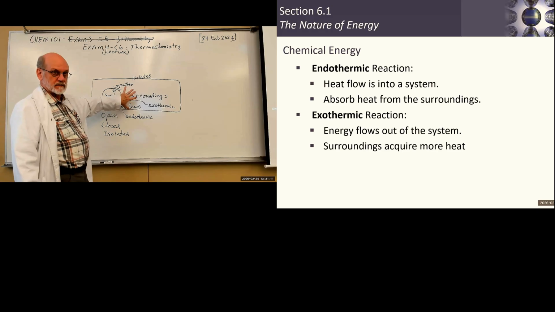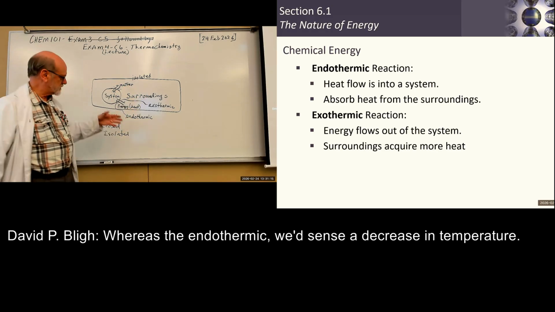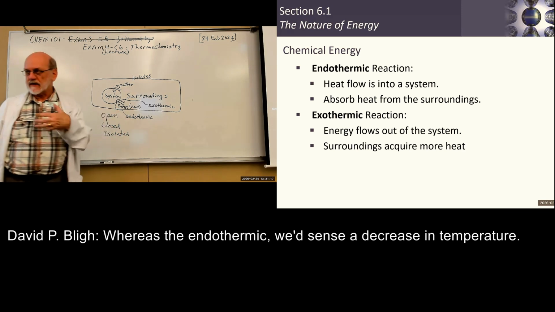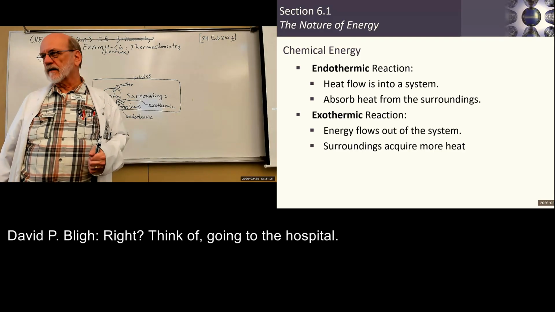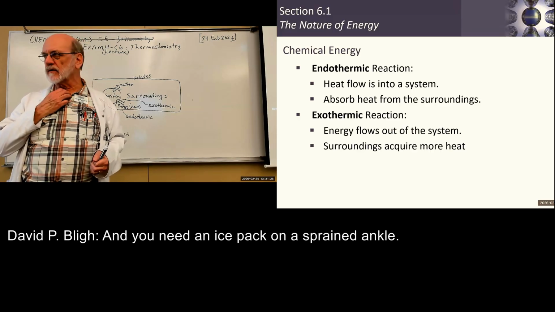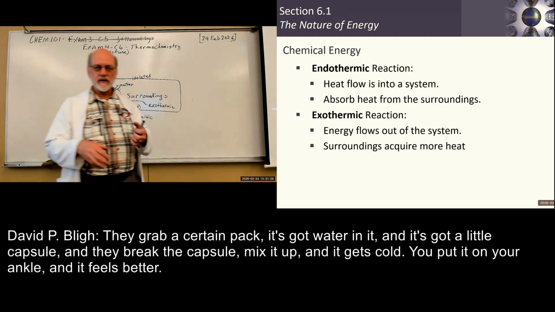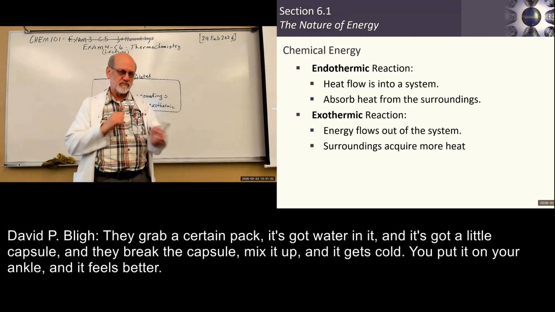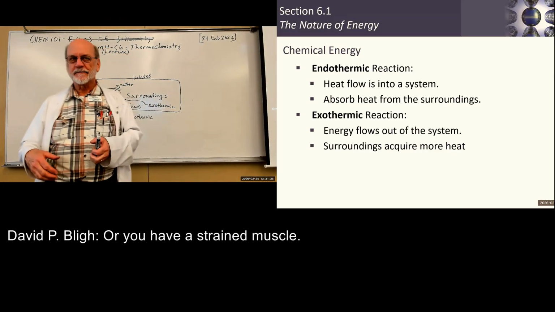Exothermic means energy is transferring from the system to the surroundings, and we would sense an increase in temperature from that heat flow out. Whereas with the endothermic, we'd sense a decrease in temperature. Think of going to the hospital and you need an ice pack on a sprained ankle. They grab a certain pack, it's got water in it and a little capsule, and they break the capsule, mix it up, and it gets cold. You put it on your ankle and it feels better.